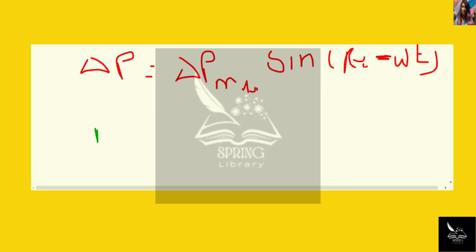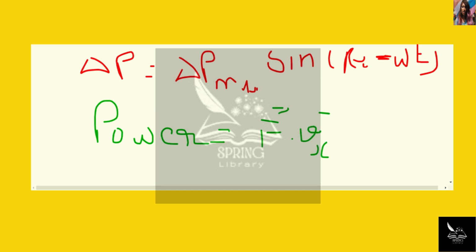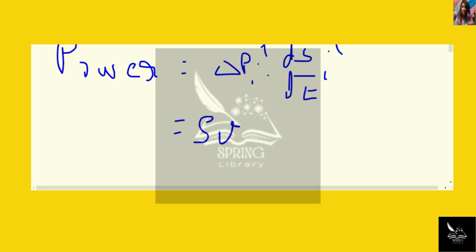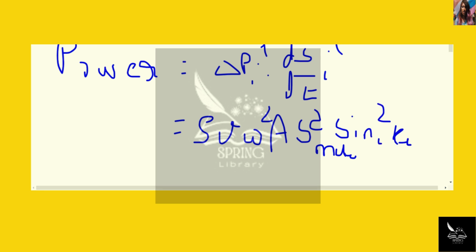As we know, the power is the rate at which the piston is doing work on the element at any instant of time, given by power = F times v_x vector. Also, we can express the power as ΔP times ds/dt, which is equal to ρvω²A s²_max sin²(kx - ωt).